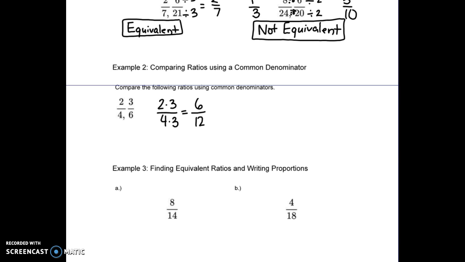So 6 over 12 is the first one. The next one I need to multiply by 2 because 6 times 2 is 12. So 3 times 2 is 6. So I have 6 over 12 on both of them, so they are equivalent.